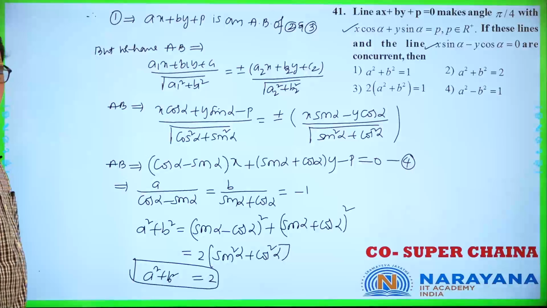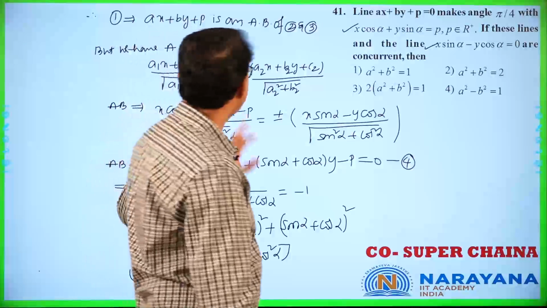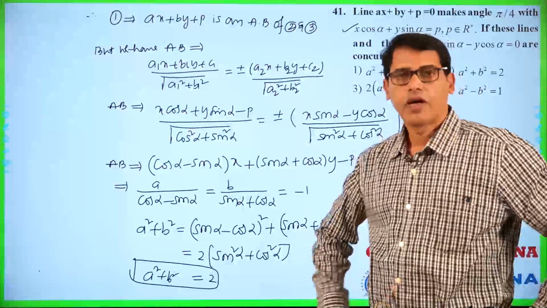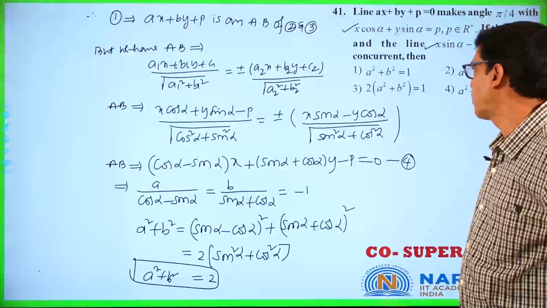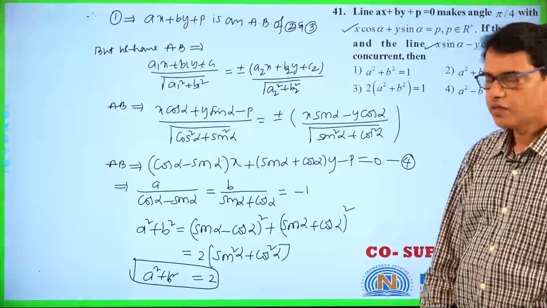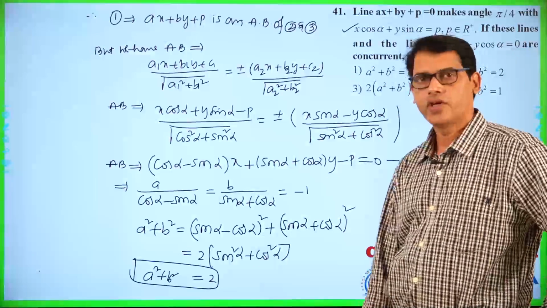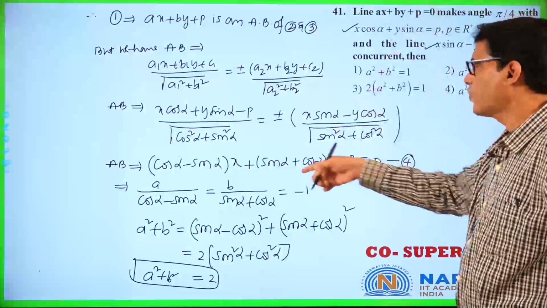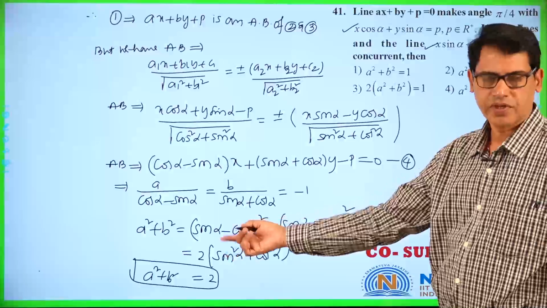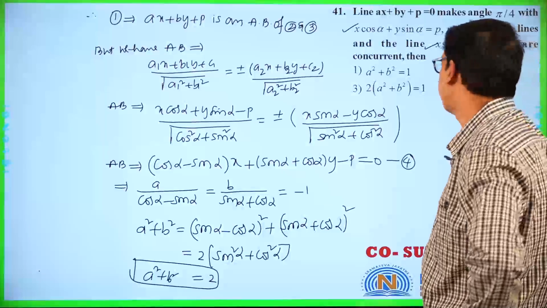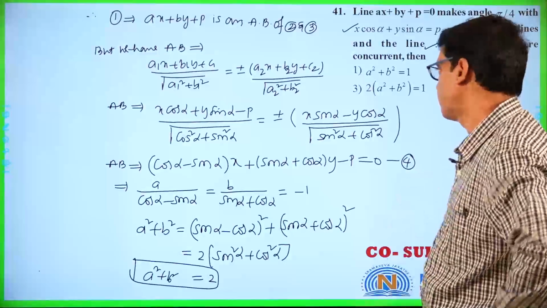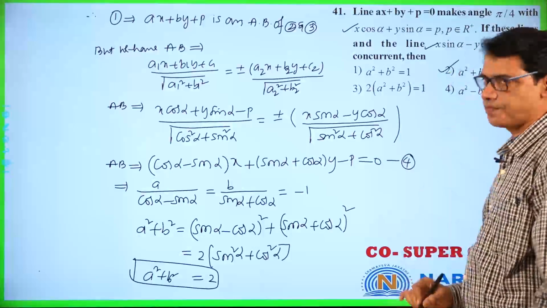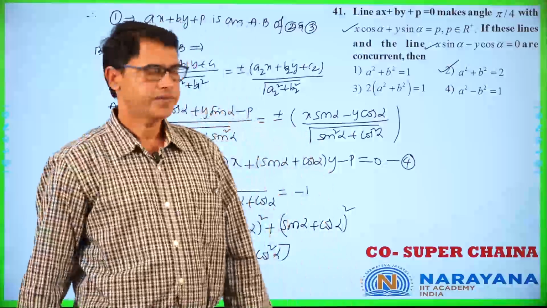So find the angular bisector, then by comparing we get the a value as well as the b value. Looking at the options, a square plus b square is required, and the value equals 2. If you take the minus symbol also, you get the same result. So here this one is the right answer. Next one.